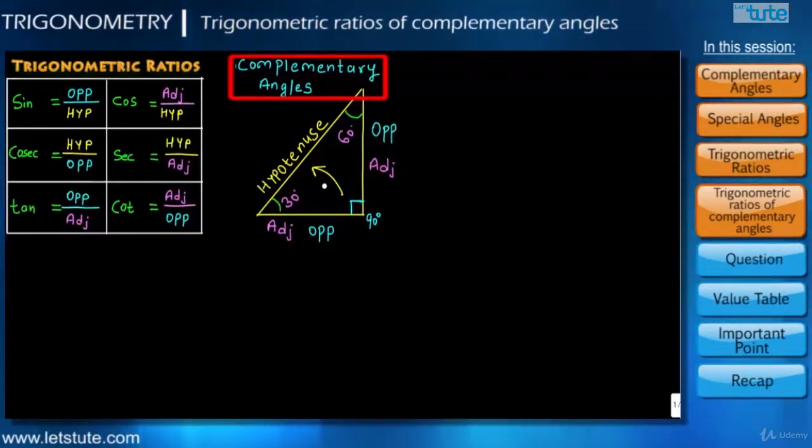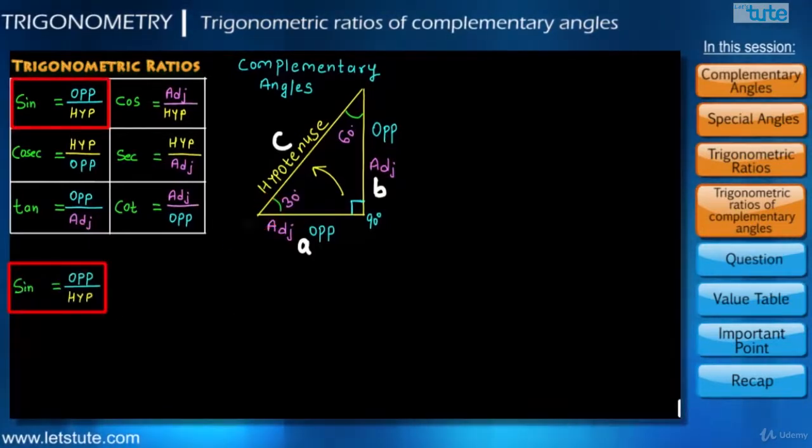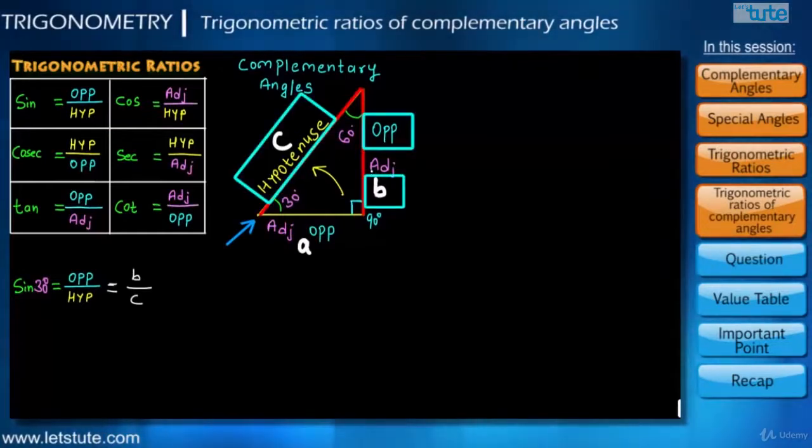So let us first give some values to these three sides as A, B and C. So if I first consider the 30 degrees angle, then I know that sine is the ratio of opposite side to hypotenuse, and therefore sin 30 will be equal to B upon C, because B is the opposite side and C is the hypotenuse for the 30 degrees angle.